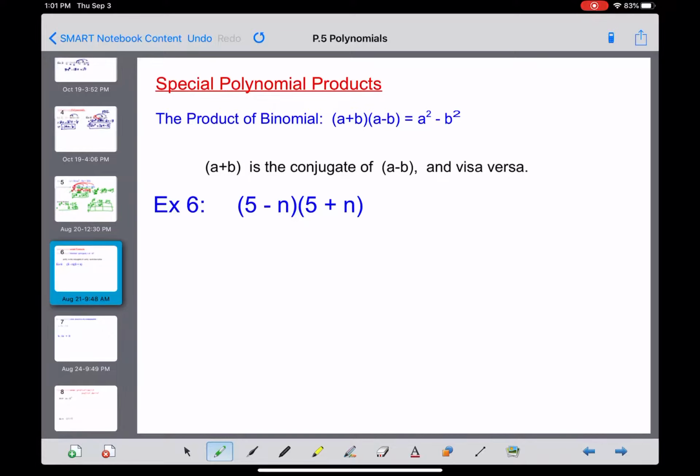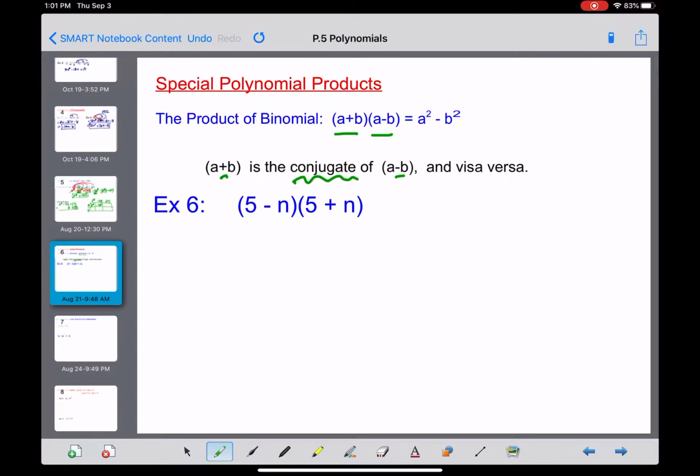So the product of a binomial, when you see a plus b and a minus b, is going to multiply to be a difference of squares, so a squared minus b squared. A plus b, this is a vocab word here, is the conjugate of a minus b. You might remember this from learning about imaginary numbers, when you talked about the complex conjugate. So a conjugate is just changing the sign from plus to minus.